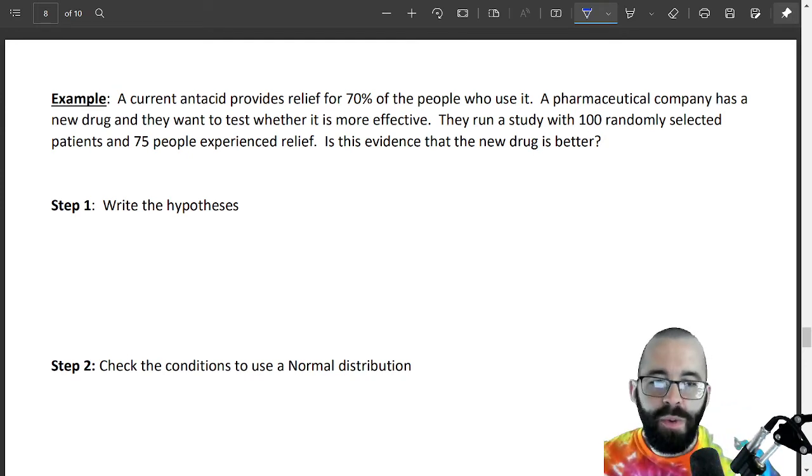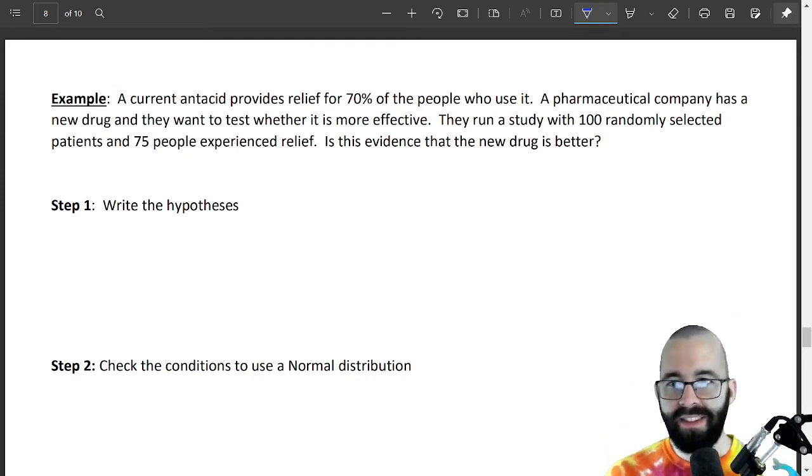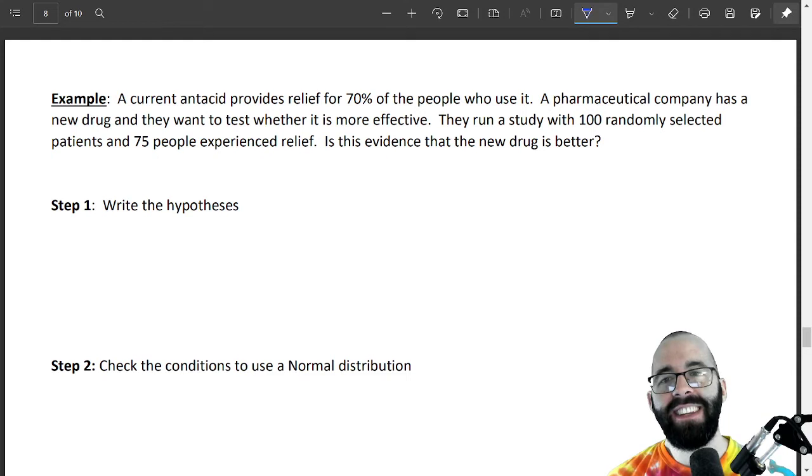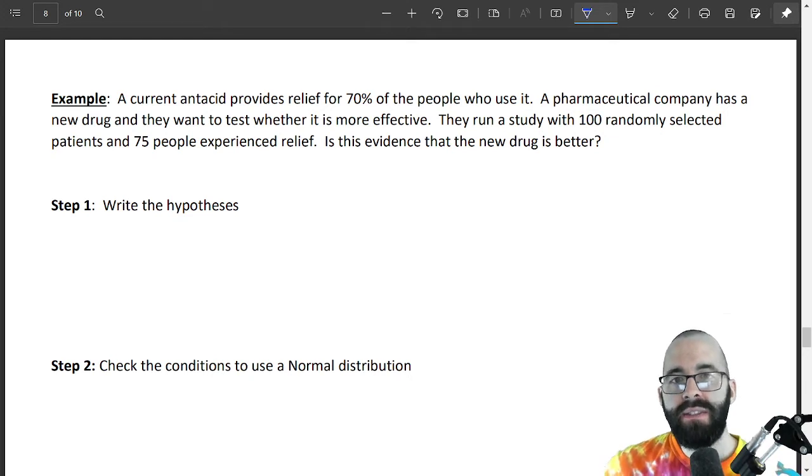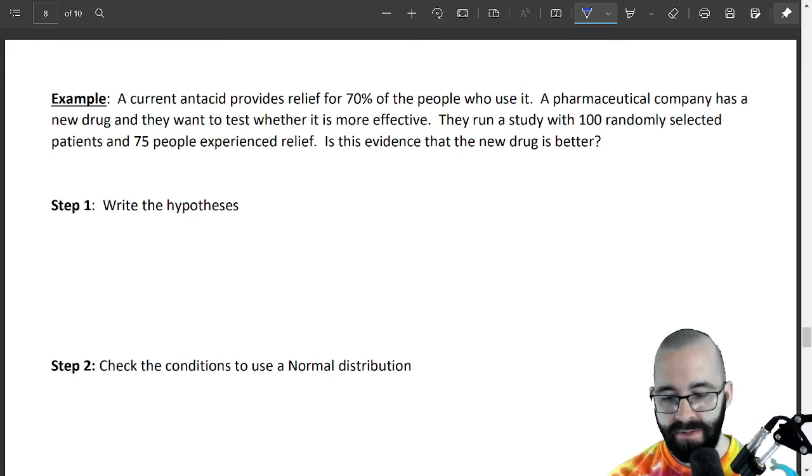All right, let's do 2 examples on hypothesis tests. A current antacid provides relief for 70% of the people who use it. And we have a pharmacy. All right, this is pretty similar. They run a study with 100 randomly selected patients and 75% experience relief. Is this evidence that the new drug is better?